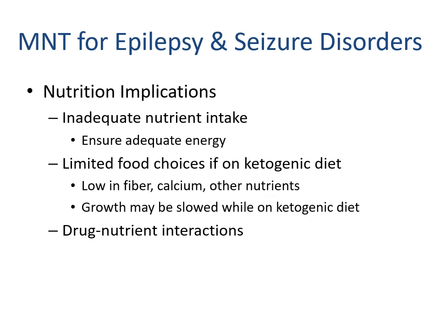So our nutrition implications, again, inadequate nutrient intake. We want to focus on adequate energy intake. On a ketogenic diet, we're making sure we're getting total calories, and also making sure that, depending on the severity of the seizures, they're actually able to eat enough nutrition. There's limited choices on a ketogenic diet, so it's low in fiber, calcium, and other nutrients that need to be supplemented, and growth may be slowed, which is the big reason for transitioning children off of it, making sure they're getting adequate calories and reaching their maximum growth potential. And again, possible drug-nutrient interactions.